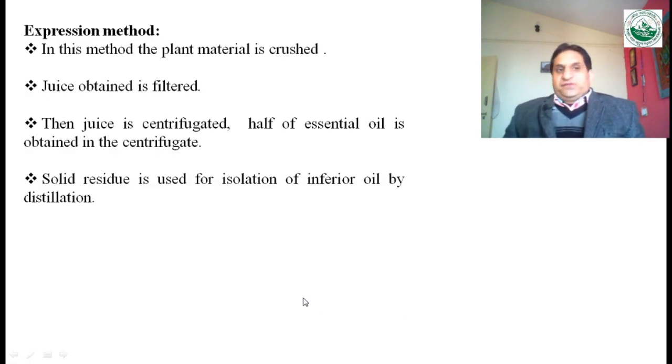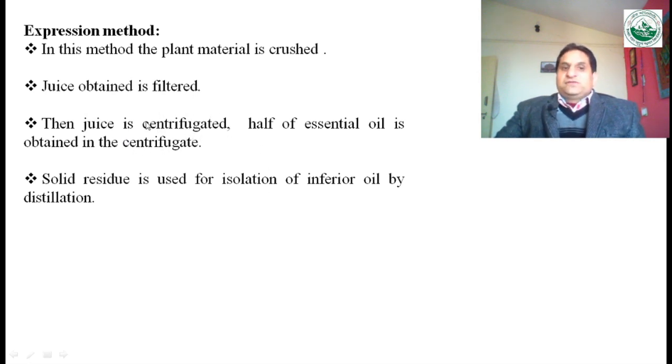Now, what is the expression method? In this method, we take the plant material and crush it with the help of some instruments. We apply some pressure to the crushed plant material, due to which there will be secretion of juice. This juice will be filtered off, and the filtrate we obtain will undergo the process of centrifugation.